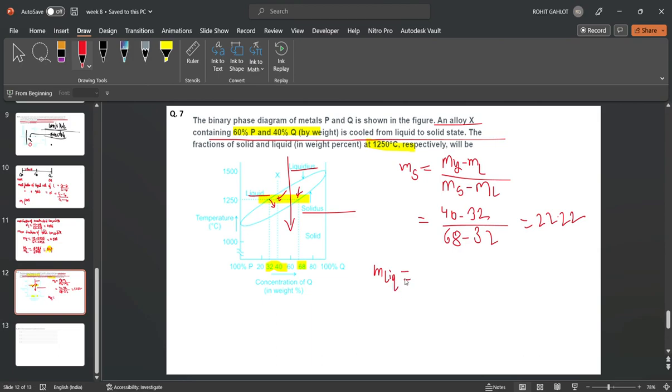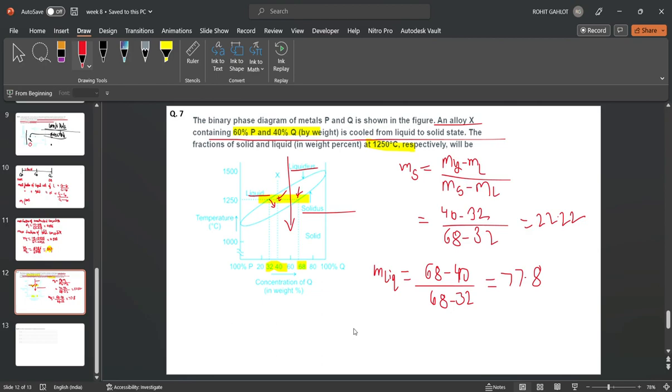Now if we calculate for the liquid, I'm not writing the formula directly, so it will come around 68 minus 40 divided by 68 minus 32. So this will come around 77.8%. So the fraction of the solid will be around 22.22%, while the liquid will be 77.8%.